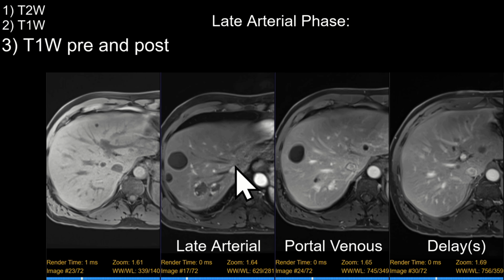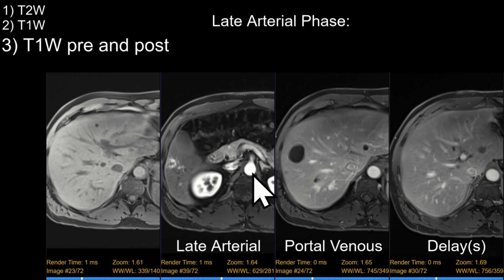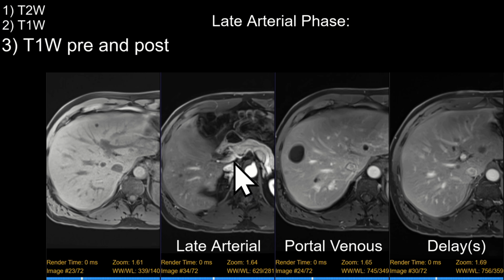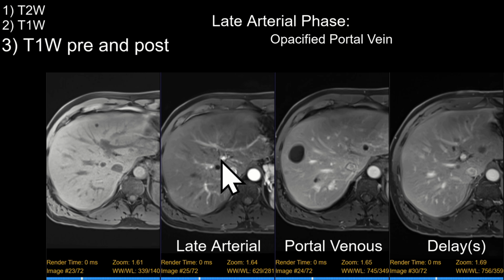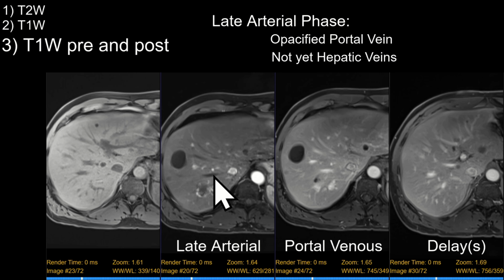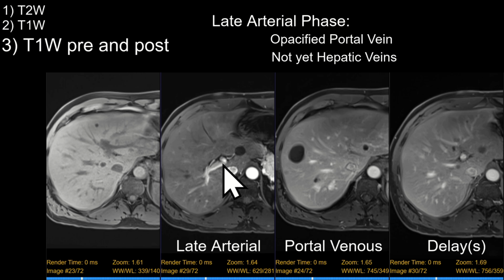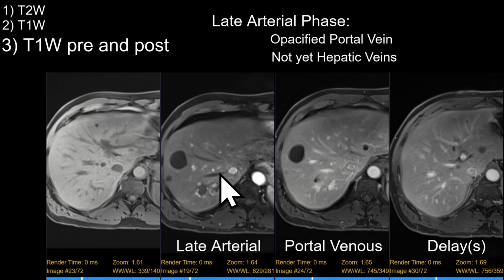So how do we know if it's well timed? So in short, a good arterial phase should have of course, opacification of the arteries and the portal vein, but not yet opacification of the hepatic veins. If the portal vein is not yet opacified at all, then it's too early. And if the hepatic veins are already opacified, then it's too late. So this is a key concept that you need to remember when it comes to liver imaging.